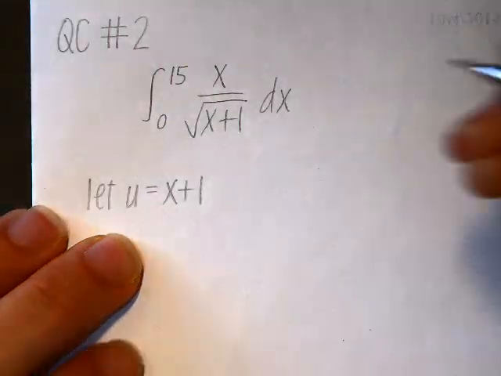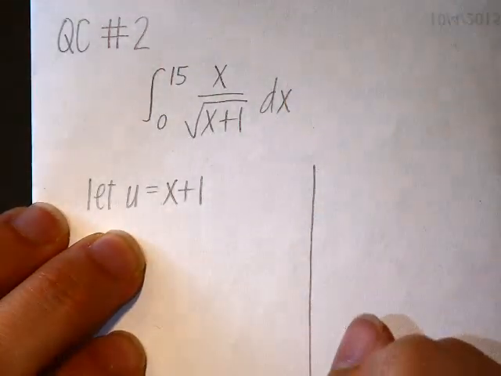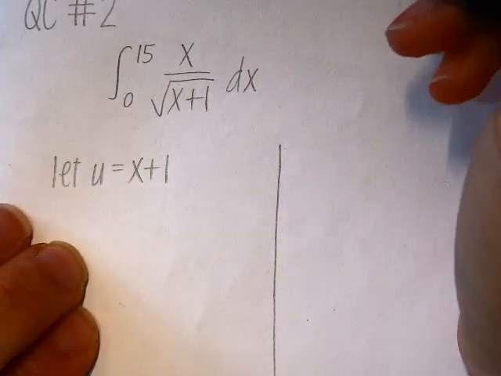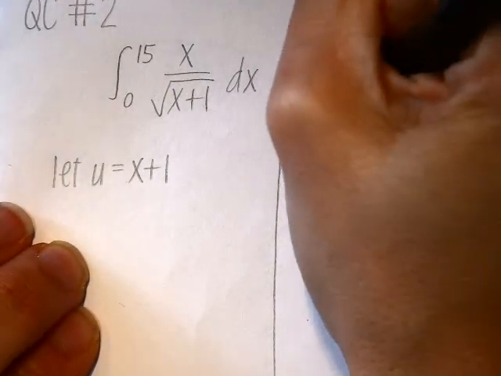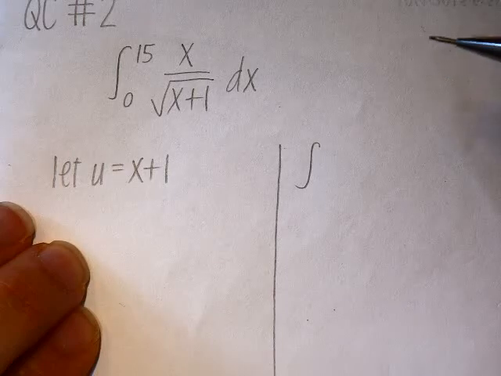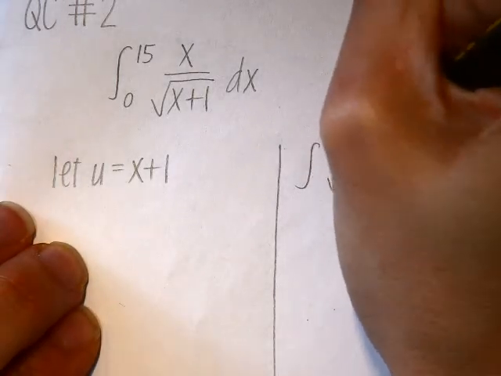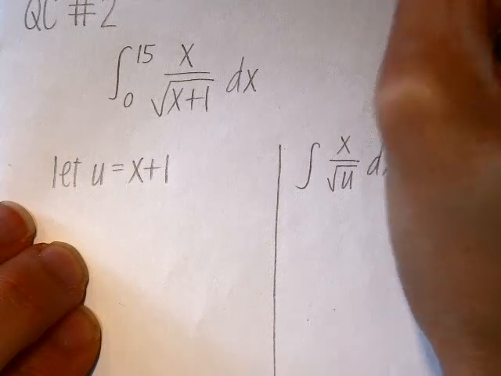So in my side work, I'll set up u equals x plus 1, and then in my actual workspace, as usual, I'll just separate it there, and I'll start with my initial substitution. Now I'm not going to write any limits because I know I'm going to end up changing those. And I have x over square root of u dx.